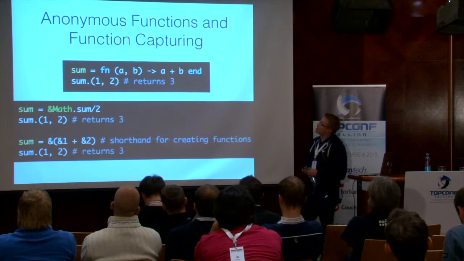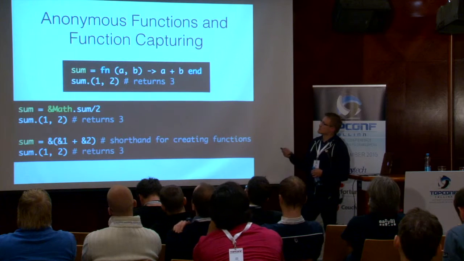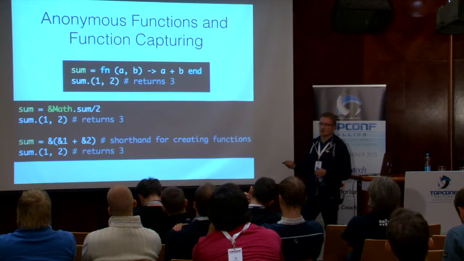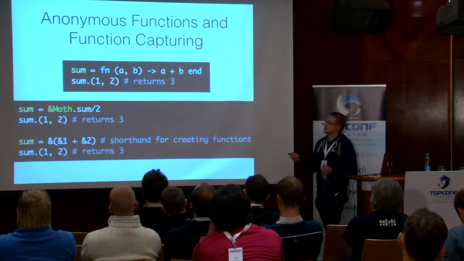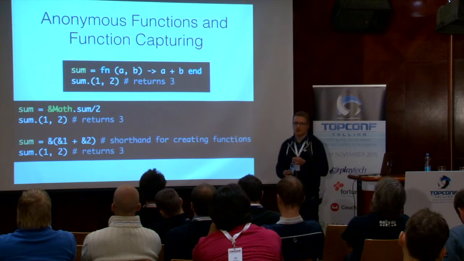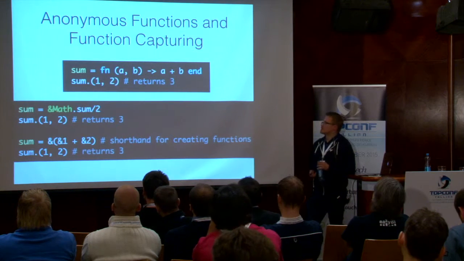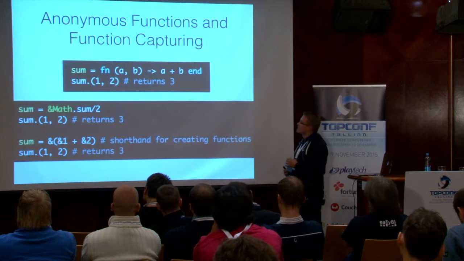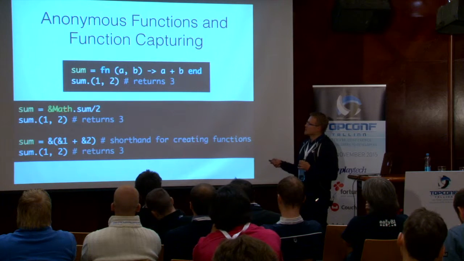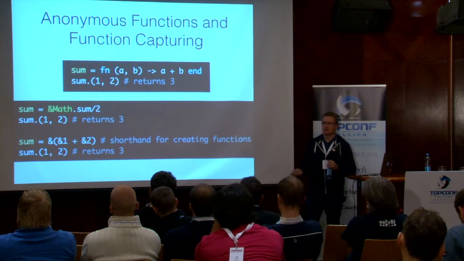Here is an example of an anonymous function, how it's defined. So you can define a function, assign it to a variable, and this is how you then call it. You need this dot notation there, so you can call the anonymous function that's assigned to a variable. This ampersand character here is used for function capturing. So we can take from the previous slide the Math module's sum function with arity 2. We can assign that to a variable.